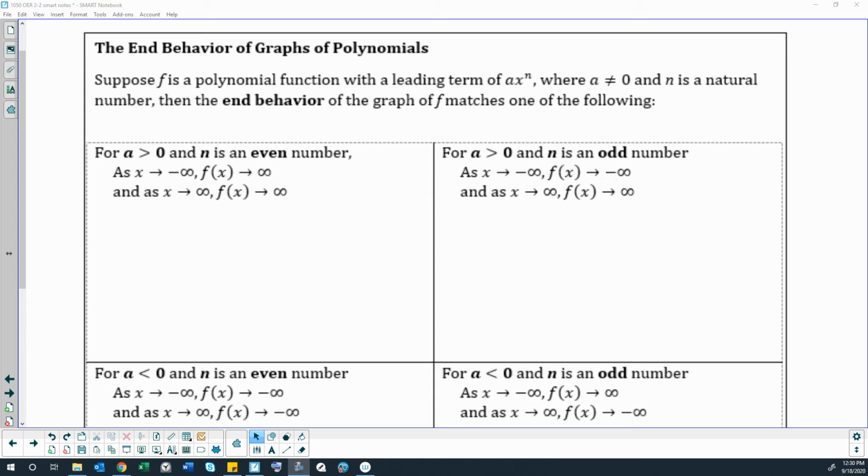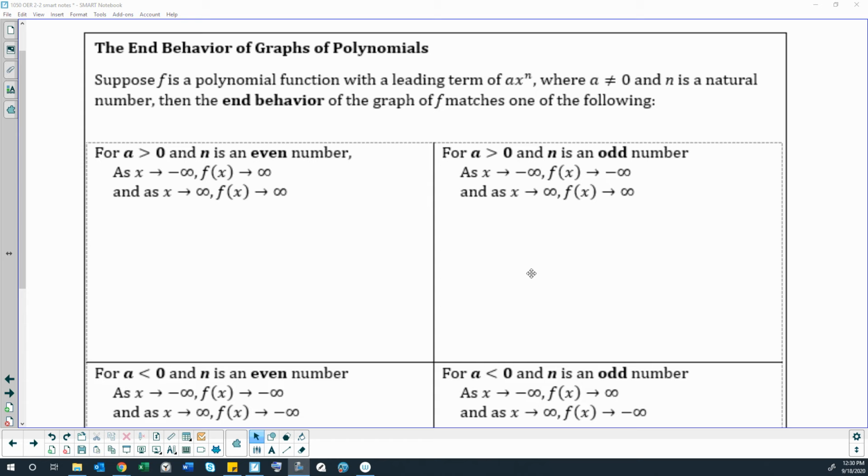The end behavior of graphs of polynomials. Suppose f is a polynomial function with a leading term of a times x to the n power, where a is not equal to 0 and n is a natural number, so that just means positive whole number. And then the end behavior of the graph matches one of the following.